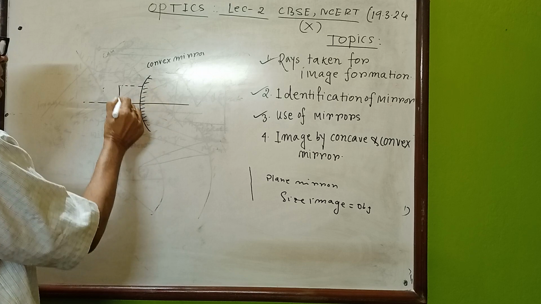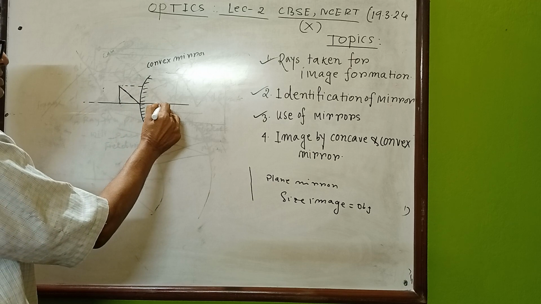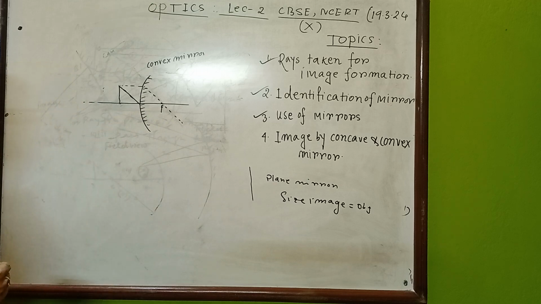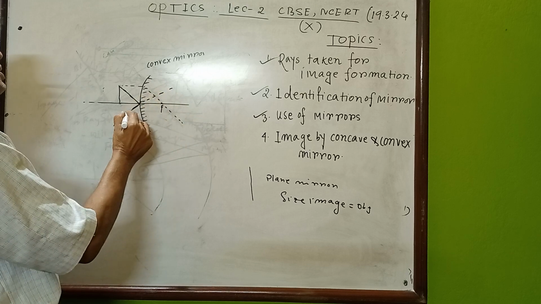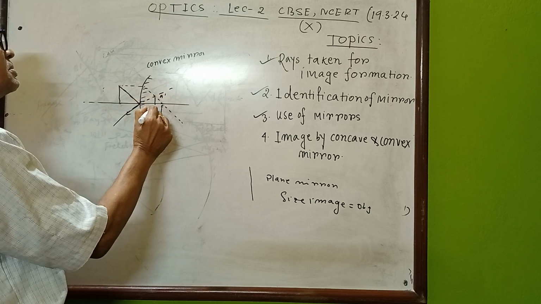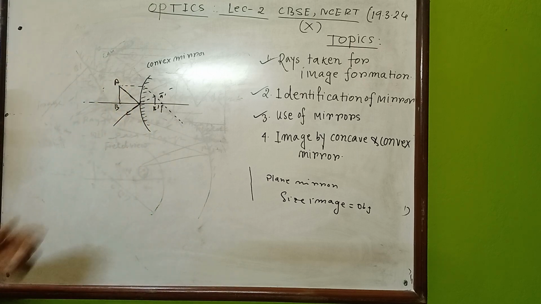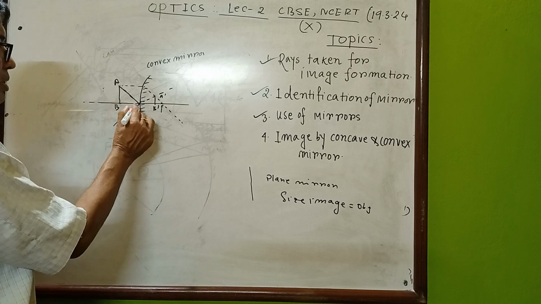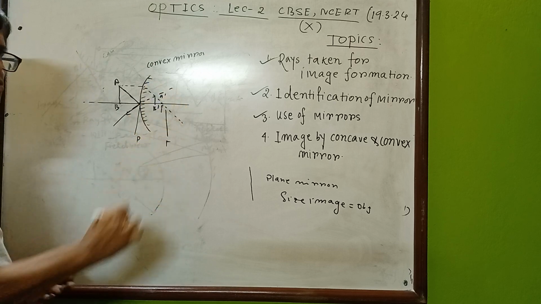Now you consider two rays. Suppose they are going toward the focus. Now this is the reflected ray they give. This is the image. So in a convex mirror we get a very small size image. Generally the image is formed in between the pole and focus. It is the pole and it is the focus. So the image is formed in between pole and focus.